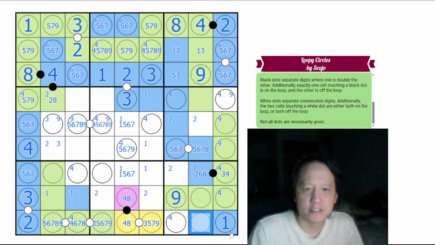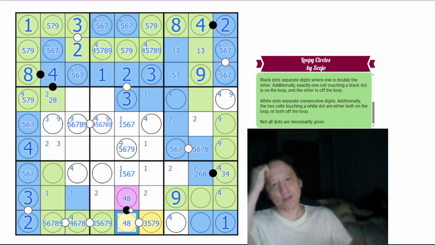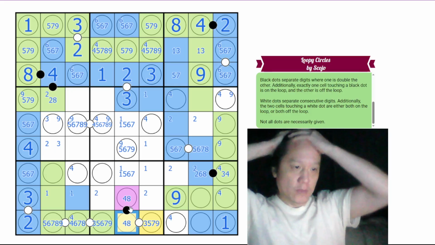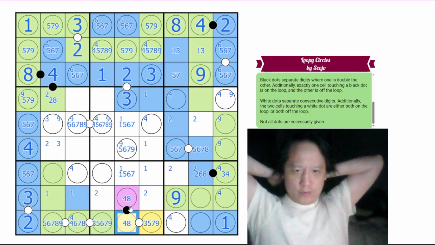Okay, so this is not on the loop. But this could be both of these not on the loop. And it could be 3 and 4, essentially, not on the loop, right? It has to be 4 off the loop here. We know that for certain. Okay. What else?